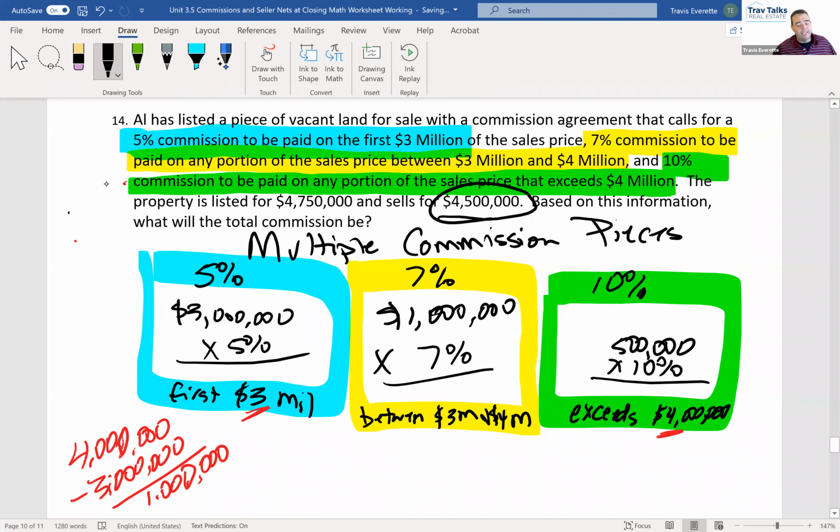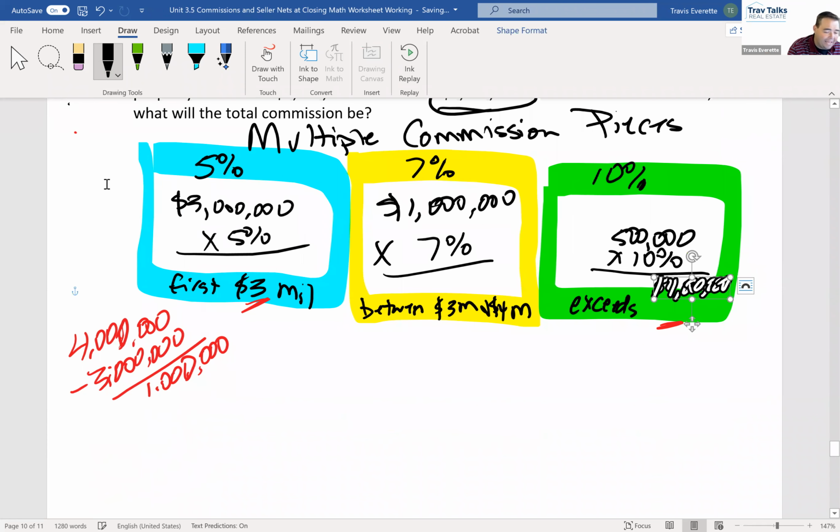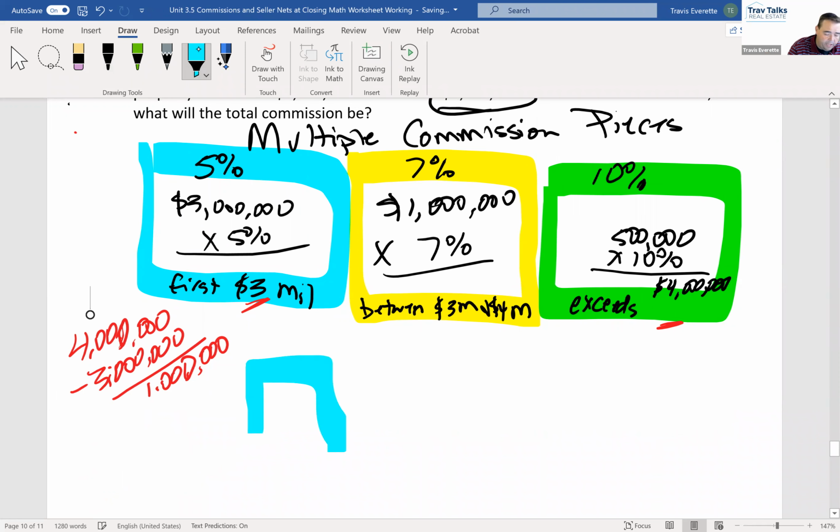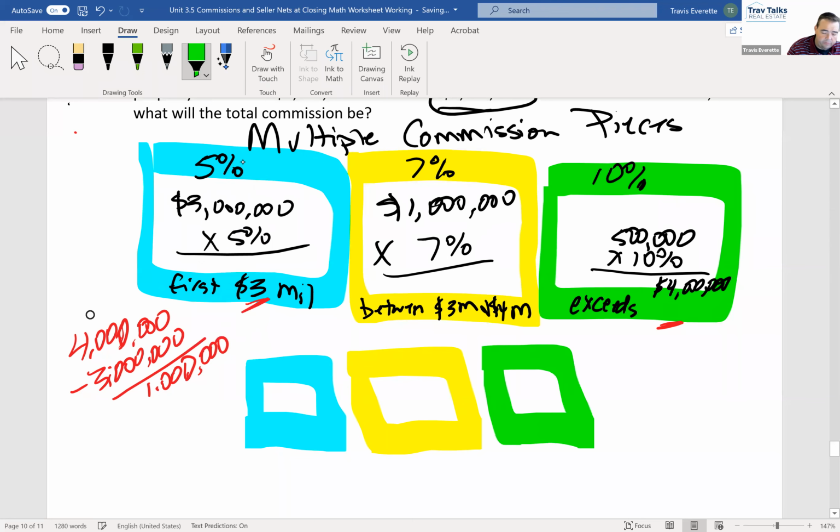Now that I've got each one of those boxes figured out, let's do the math and let's add them up. Create a blue box, a yellow box, and a green box. And then we're going to add them together. Okay. So here we go. 3 million times 5%. That's $150,000.